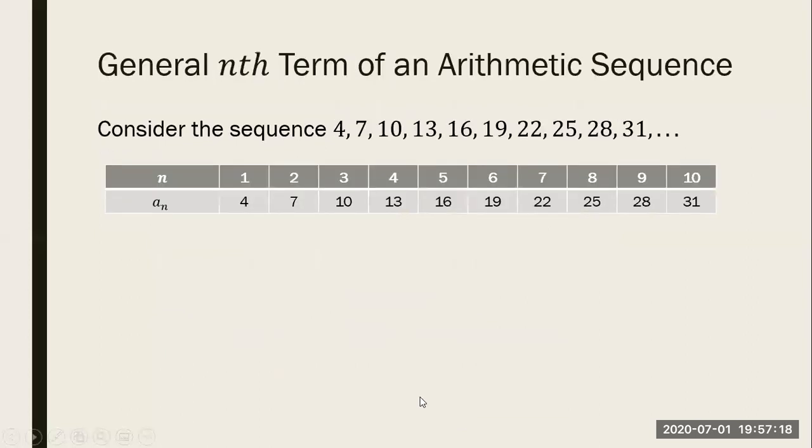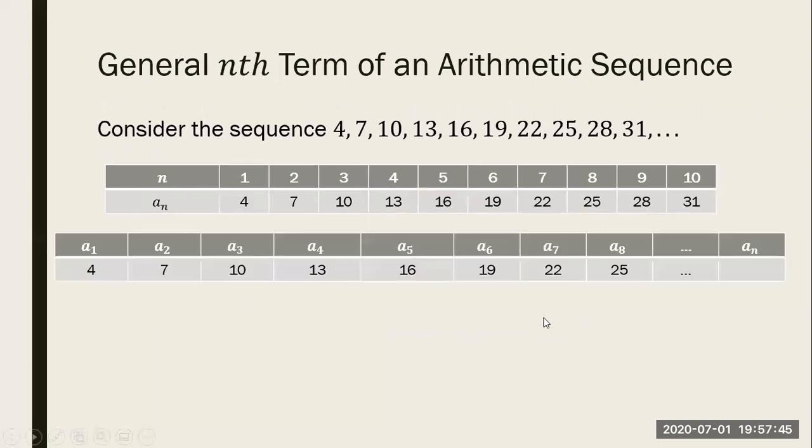Now, how to get the general nth term of an arithmetic sequence? Okay, consider the sequence 4, 7, 10, 13, 16, 19, 22, 25, 28, 31. Okay, so we have here our table. So sa itaas, meron tayo n or the number of terms. So there are 10 terms.